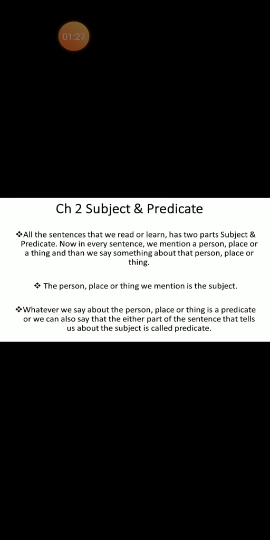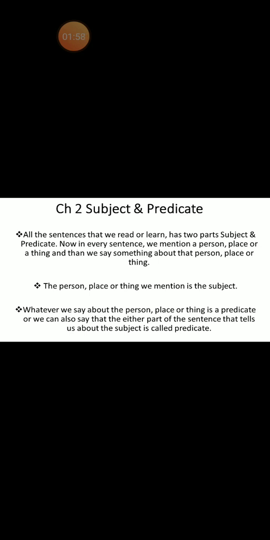Now, in a sentence, you write about a person and then you say what that person is doing. Then you say about the action of a person, about the action of your subject. That is called a predicate. What is that called? It is called a predicate. Now here, students, you can see all the sentences that we read or learn have two parts, subject and predicate.